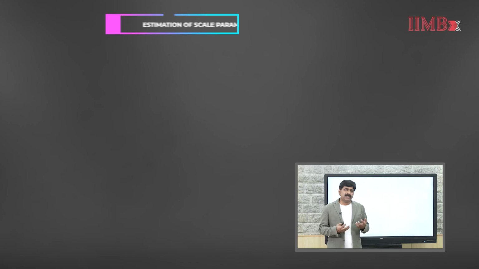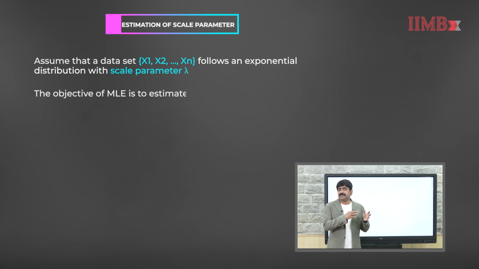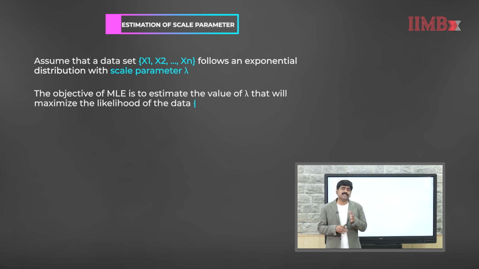Let me now explain how we can use MLE to estimate the scale parameter of exponential distribution. Assume that a data set x1, x2 up to xn follows an exponential distribution with scale parameter lambda. The objective of MLE is to estimate the value of lambda that maximizes the likelihood of the data, which is x1, x2 up to xn.